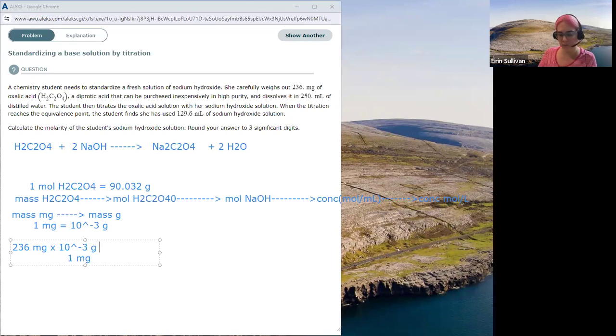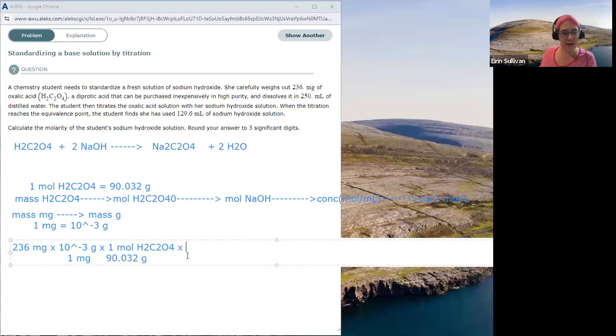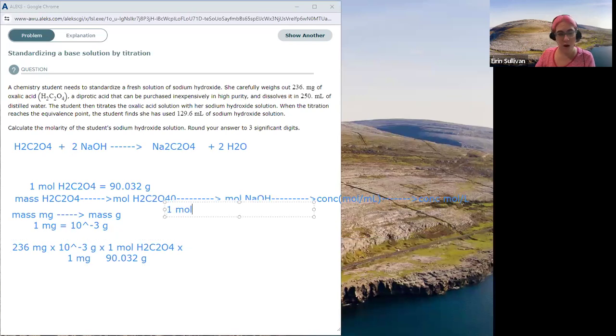All right, so we converted milligrams to grams. Now we can use molar mass. So the molar mass was 90.032 grams for every 1 mole of oxalic acid. Then from the balanced chemical equation, for every 1 mole of oxalic acid, it is going to react with 2 moles of sodium hydroxide.